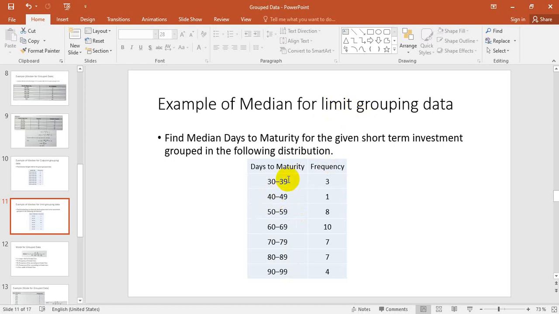In limit grouping, what happens is that there is a gap between two classes. This one ended at 39 and this one started at 40. It means there is a gap between 39 and 40. For example, 30 to 40 has a gap of one, a difference of one. 49 to 50 has a gap of one, 59 to 60 has a gap of one.